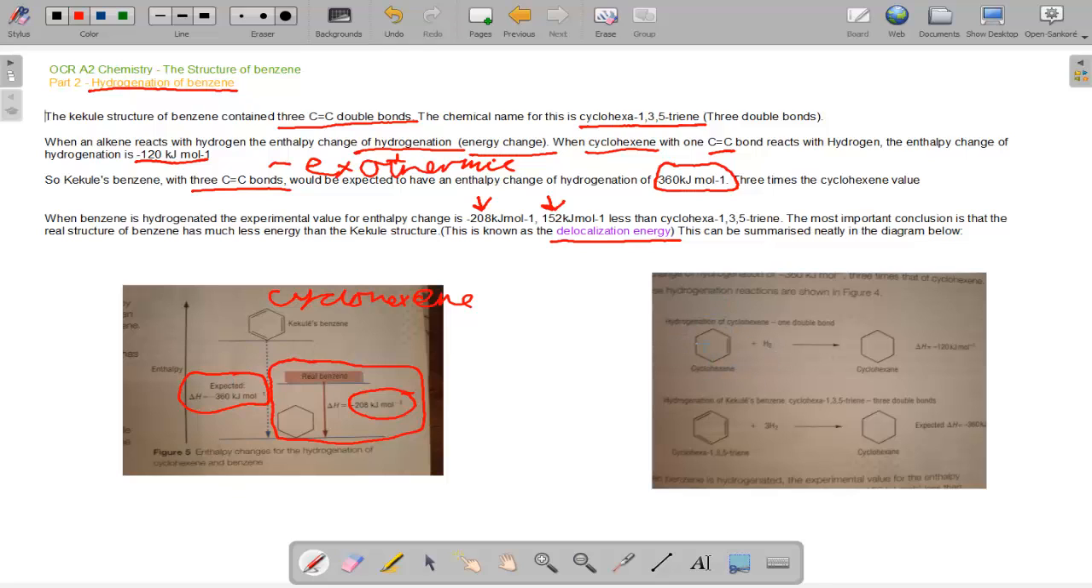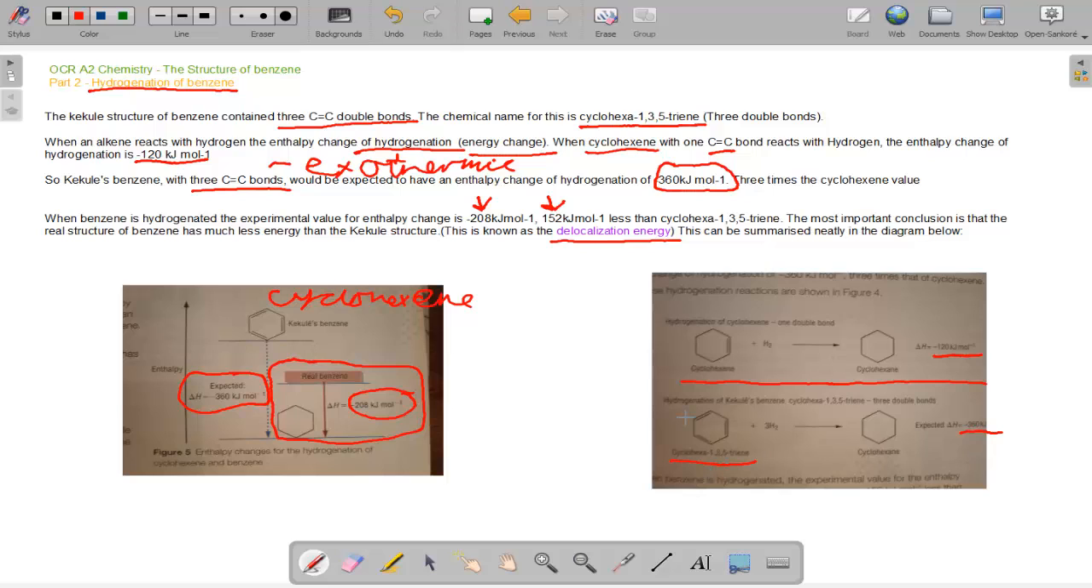This is a quick summary of the different reactions. So cyclohexene plus hydrogen goes to cyclohexane, giving off 120 kilojoules per mole, and the hydrogenation of Kekule's benzene, cyclohexa-1,3,5-triene, with 3 double bonds, needs 3 H2 molecules, so we'll have 3 times that amount of energy.